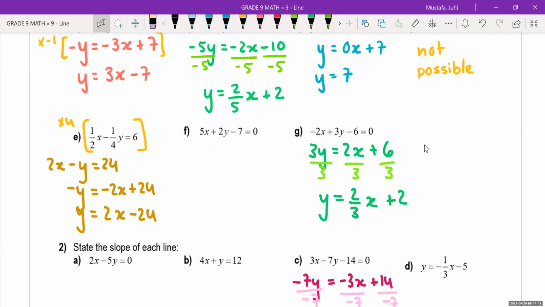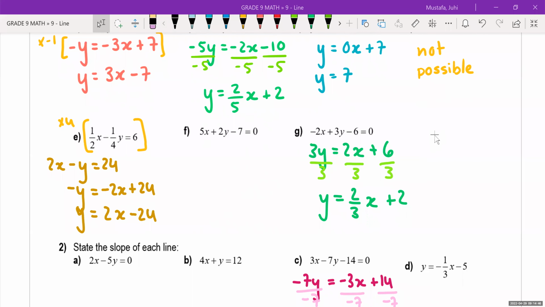Sure, or not undefined, because they're not asking you for a value of it. They're just saying, can you rearrange it? And you just can't possibly rearrange it. Okay, we'll do a couple more.